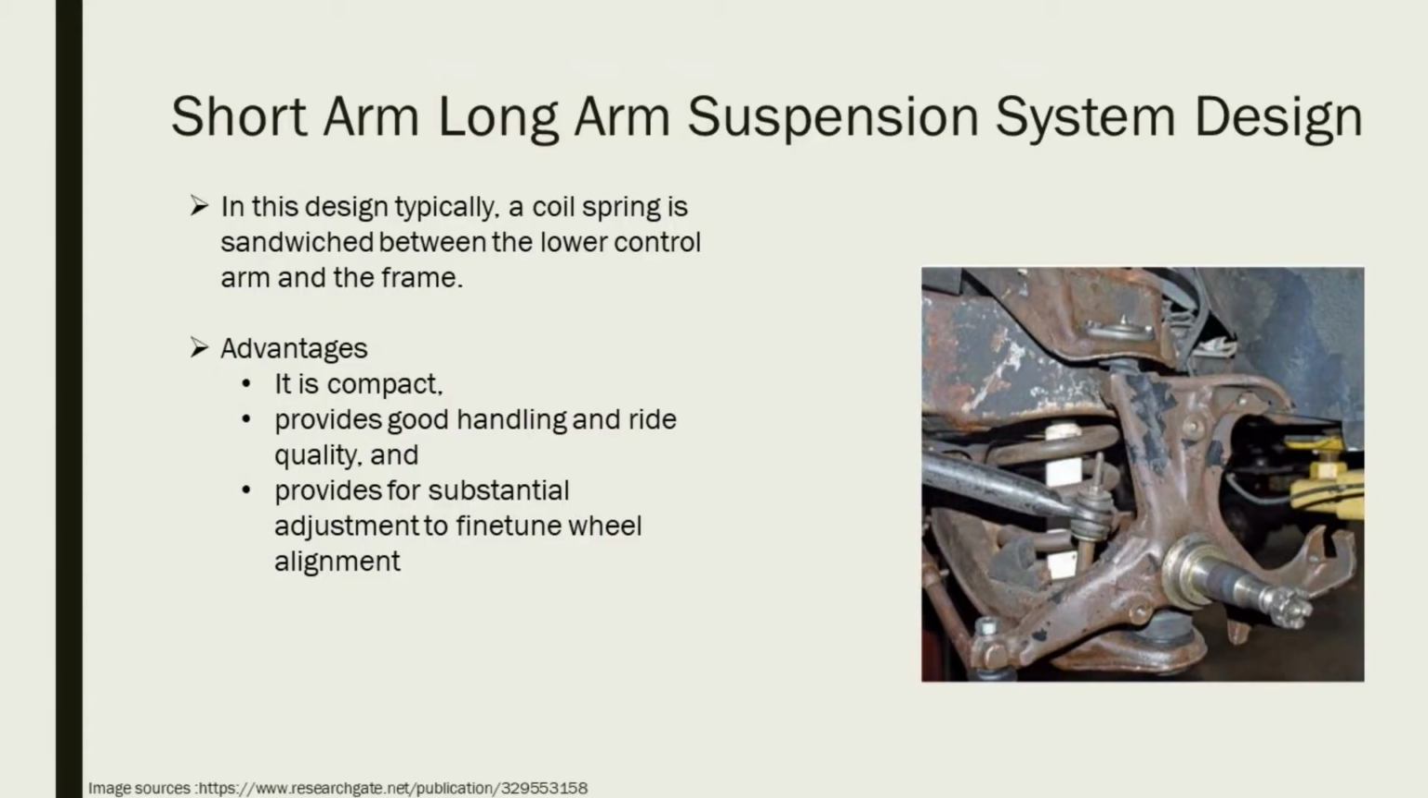Now we will talk about short arm, long arm suspension system design. In this design, typically a coil spring is sandwiched between the lower control arm and the frame. Advantages of short arm long arm suspension system are it is very compact, it provides good handling and ride quality, and also provides for substantial adjustment for fine-tuned wheel alignment.